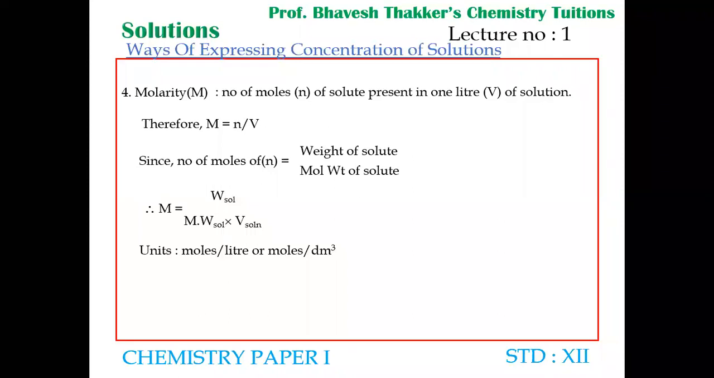So molarity is defined as the number of moles of solute present in 1 liter of solution. Molarity is the number of moles upon the volume of solution in liters, but the number of moles is mass upon molar mass. And therefore molarity is calculated as the mass of solute upon the molar mass of solute into the volume of solution. But volume should always be in liters. Keep that in mind. And the unit of molarity is mole per liter or moles per dm cube. That is molarity.